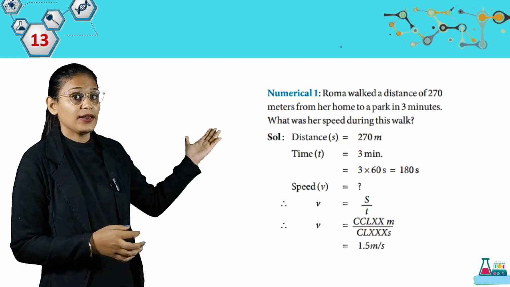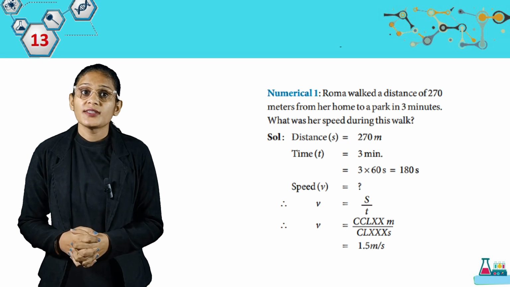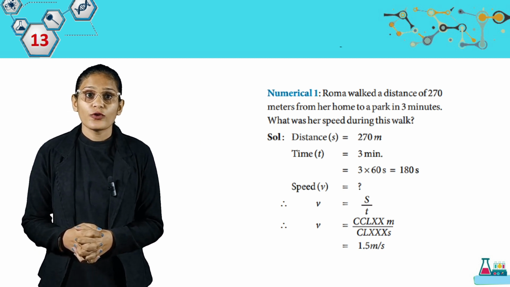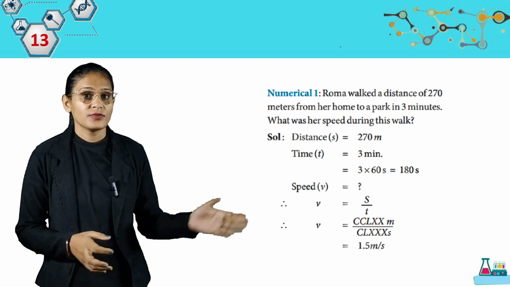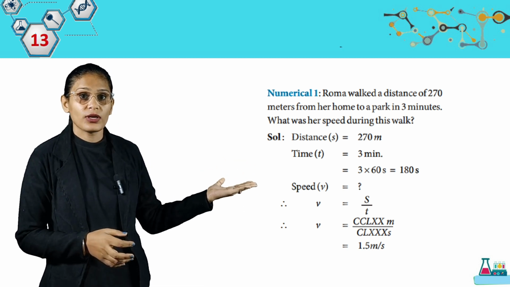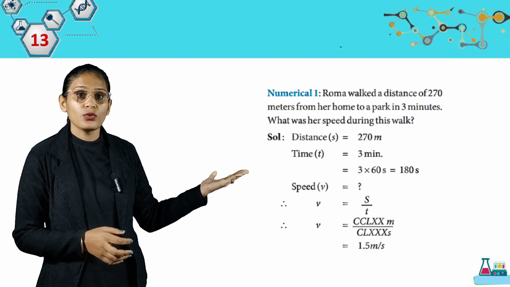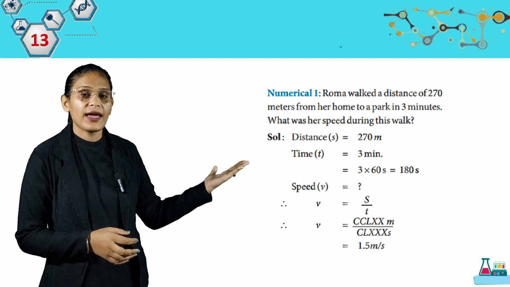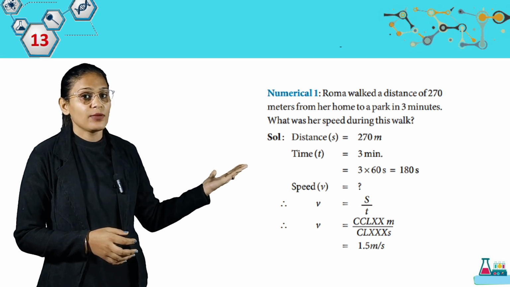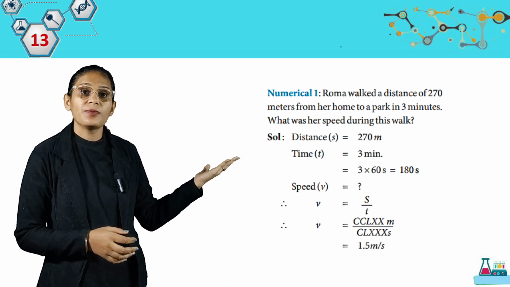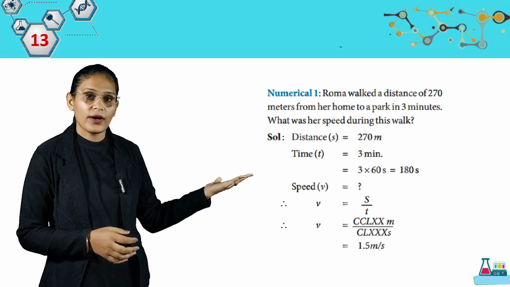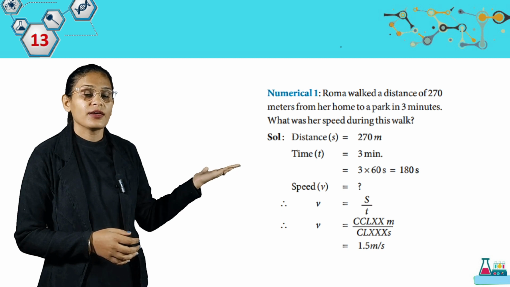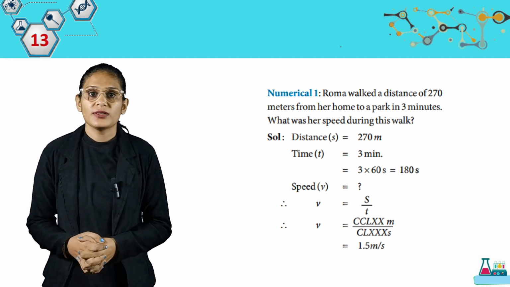Now we have a numerical. Roma walked a distance of 270 meters from her home to the park in 3 minutes. What was her speed during this walk? Distance is 270 meters, time is 3 minutes. Since the time is in minutes, we can convert it into seconds. That is 3 multiplied by 60 seconds, which is equal to 180 seconds. Now, speed equals distance traveled divided by time, which is equal to 1.5 meters per second.